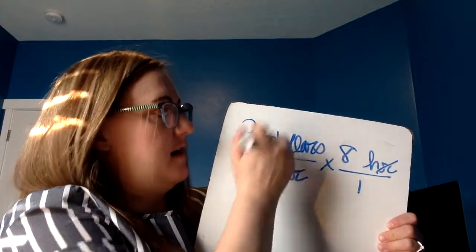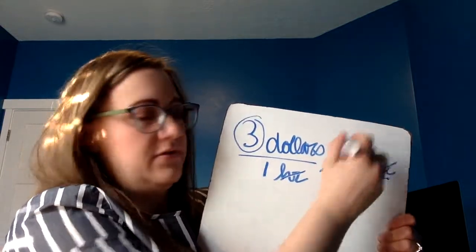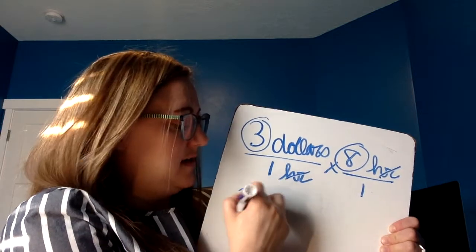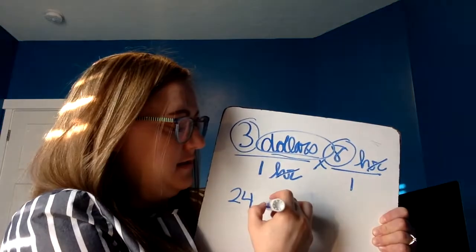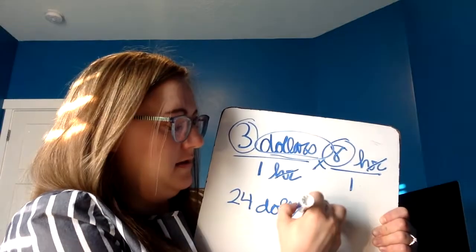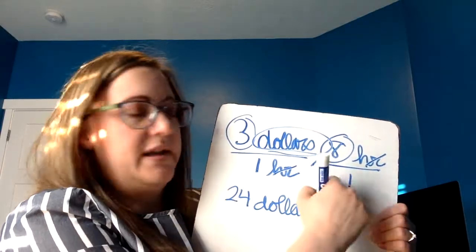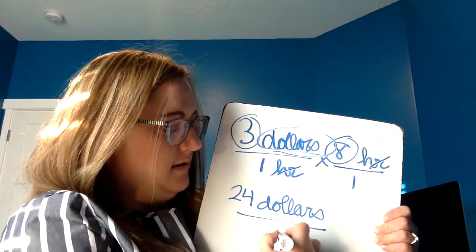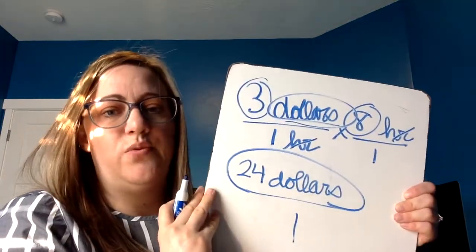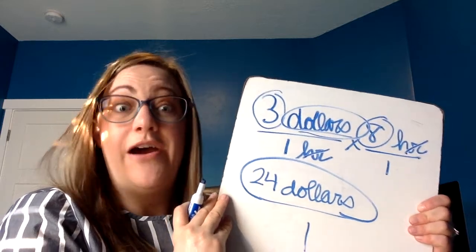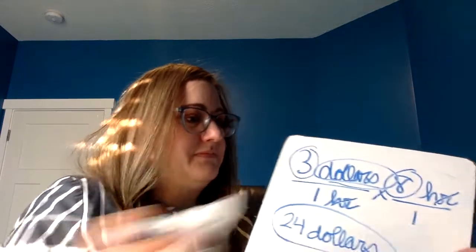So our numbers are 3 and 8. So 3 times 8 is 24. Our only label is dollars. And we have 1 times 1 is 1, which we're going to simplify to our answer as $24. All right, pause it. Do B.